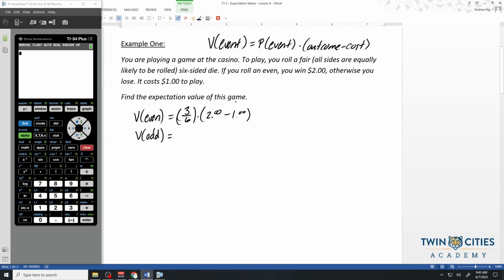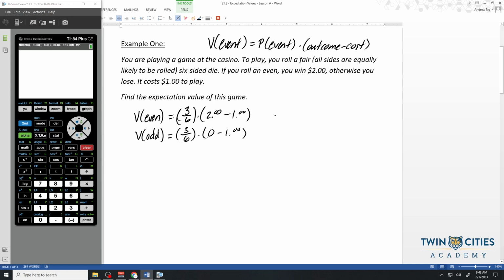If I roll an odd, the probability of rolling an odd is 3 out of 6. There are 3 odds out of 6 sides, times the outcome says you just lose. So I would get nothing, 0 minus $1 to play.